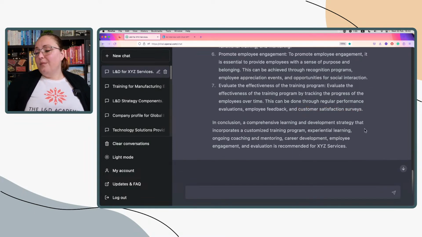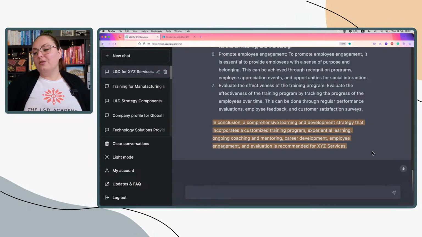In conclusion, a comprehensive learning and development strategy that incorporates a customized training program, experiential learning, ongoing coaching, mentoring, career development, employee engagement, and evaluation is recommended for XYZ services. Again, you can't really argue with that. It is giving you some ideas. Is it giving you specifics? Is it following the data that you are giving it? Probably not. I don't think.